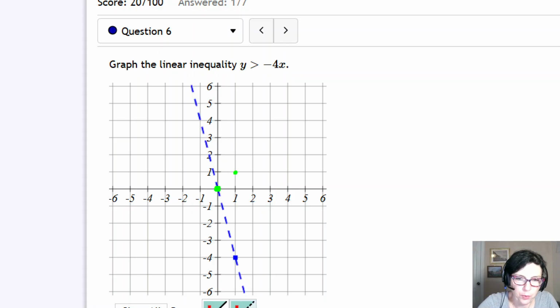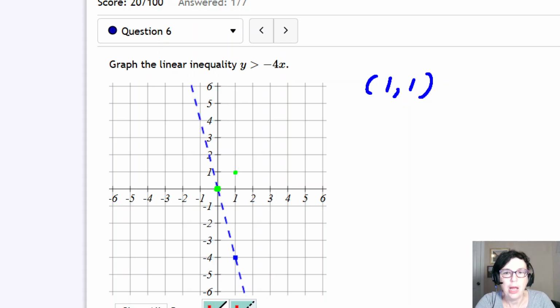So I will pick (1, 1). Now, which one doesn't matter as long as it's not on the boundary. Okay, so I'm going to pick the point (1, 1). And if I plug it in the inequality and it is true, then I will shade the part that contains that point. So I will shade it to the right of this dashed line. But if it becomes false, then I would shade the left part because it shouldn't be there. Okay, so let's plug it in.